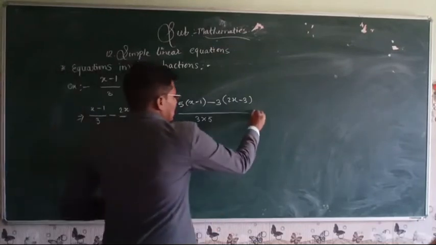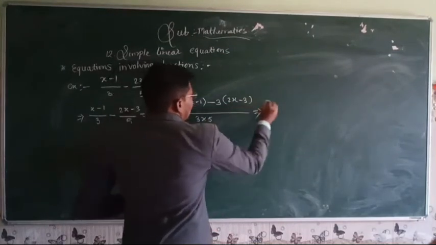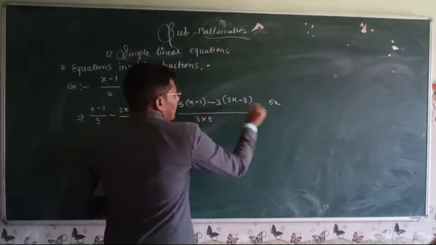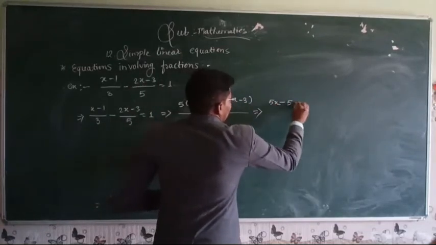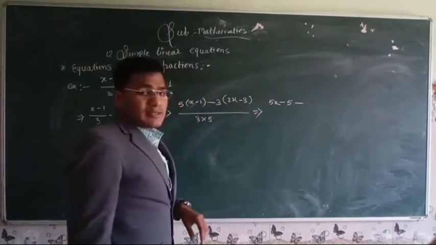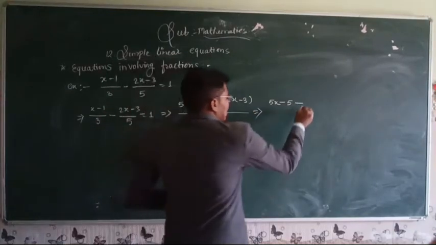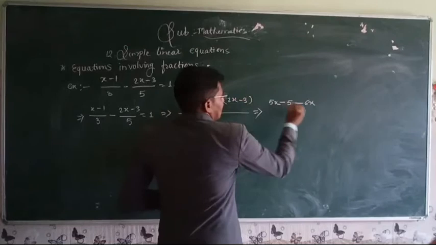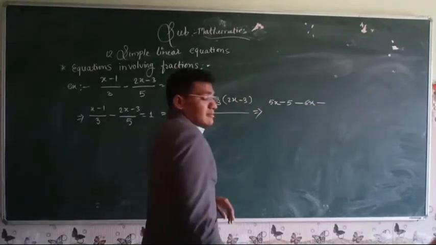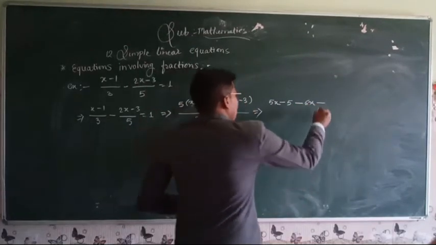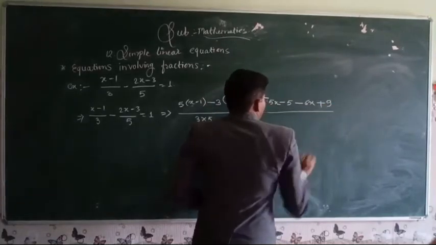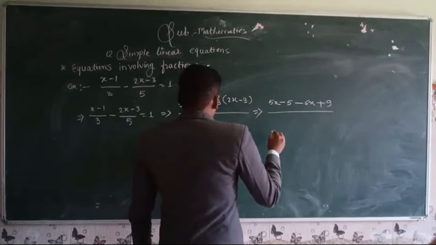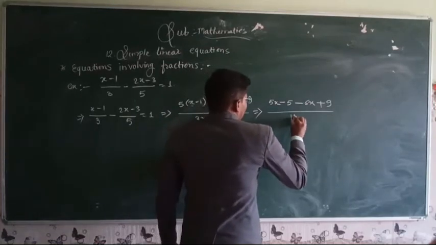Now we will solve this expression. 5 into x is 5x, this minus sign stays, 5 ones are 5, while this minus sign will multiply with the bracket which is 2x minus 3. That's why 3 2s are 6x, and minus multiplied with minus is plus, and 3 3s are 9. The denominator will be 3 5s are 15.